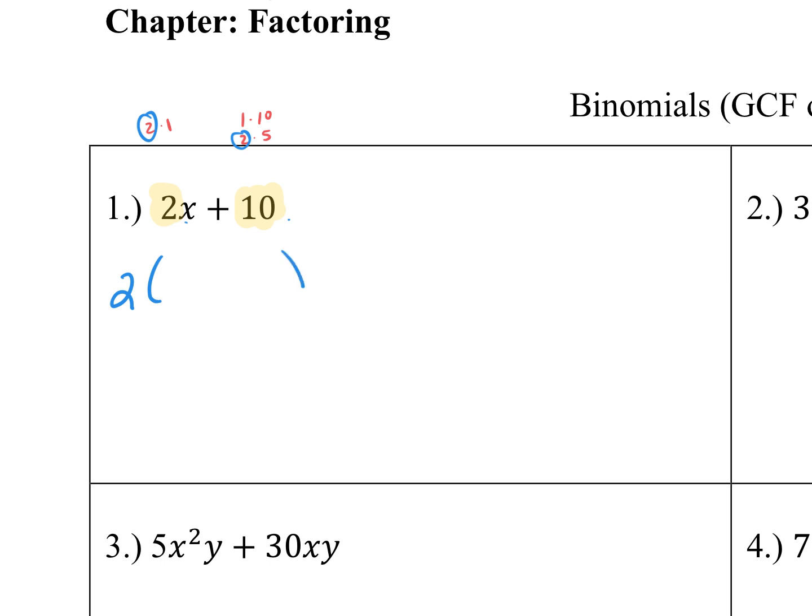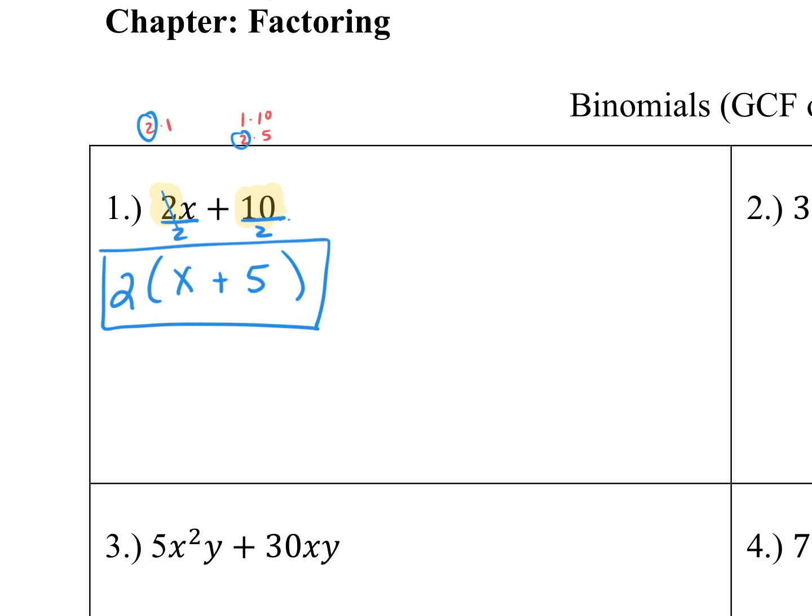Let's do our parentheses. If I divide 2x by 2, well, these cancel out to 1. I'm just left with X left over, plus 10 divided by GCF is 5. And that's it. This is my final answer right here. Okay.